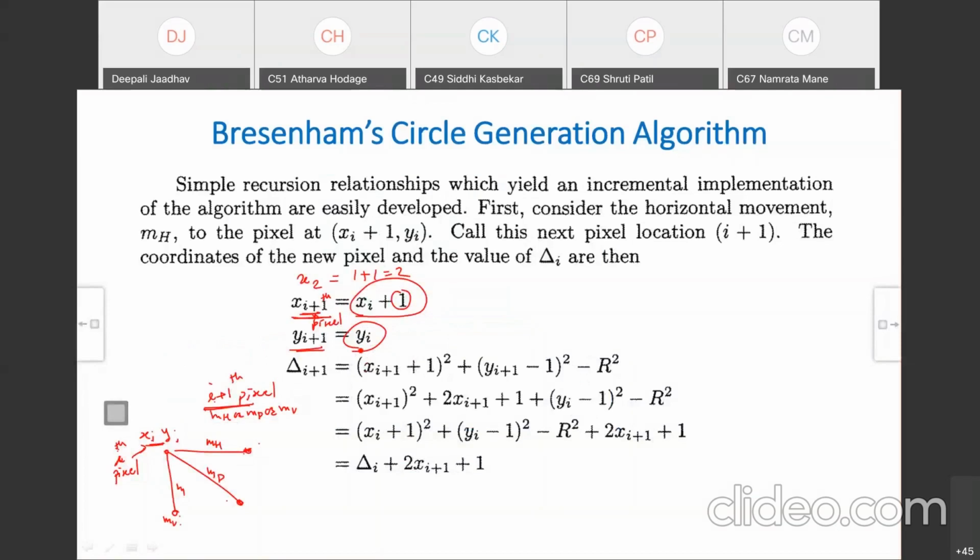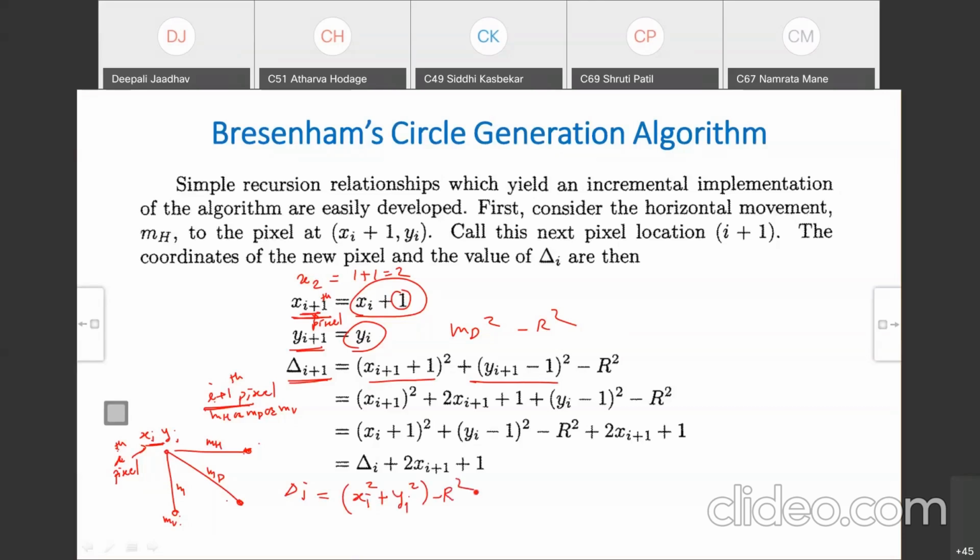So here, delta I plus 1 is equal to the addition of this, md square minus r square: xi plus 1 square plus yi plus 1 minus 1 square minus r square. So instead of xi and yi, what do we use? I plus 1, since we are finding the I plus 1th pixel. So it becomes xi plus 1. See, normally how do we write delta I? Again I am going to write xi square plus yi minus 1 square minus r square. That is our delta I.